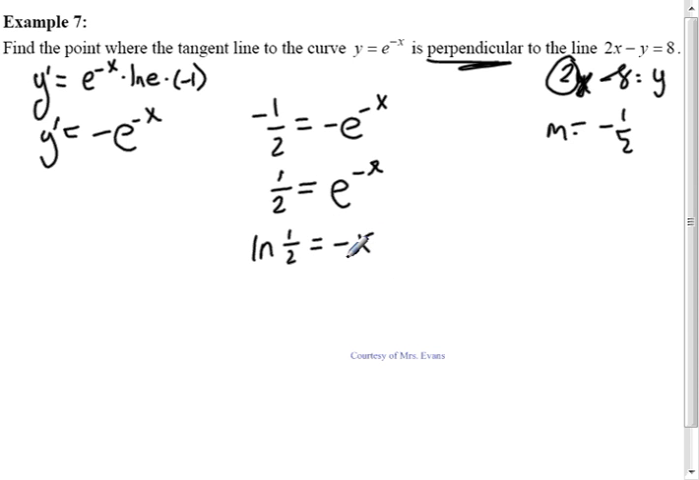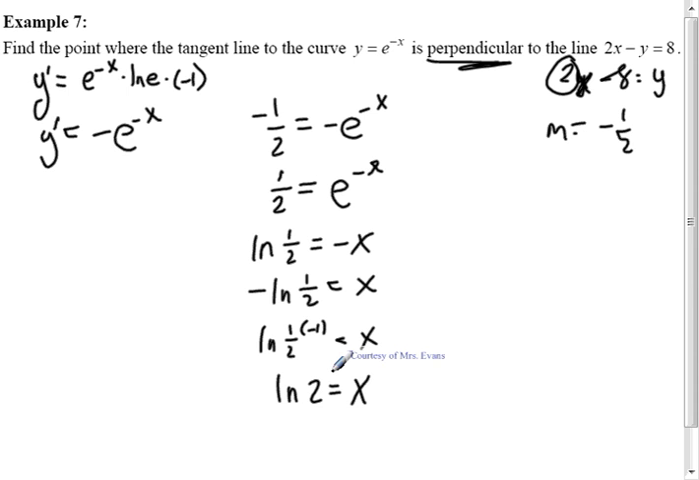And now I just need to solve here. So I can put negative ln of 1/2 equals x. Or another way of writing that, if I put the power up here, okay, that would be ln of 1/2 to the negative 1 power, which would just flip that over. So I get ln of 2 equal to x.